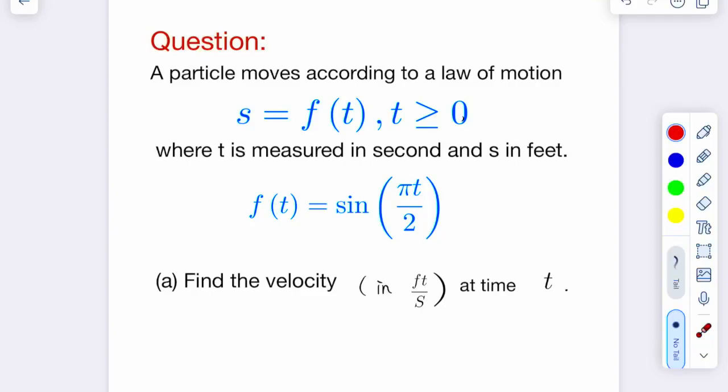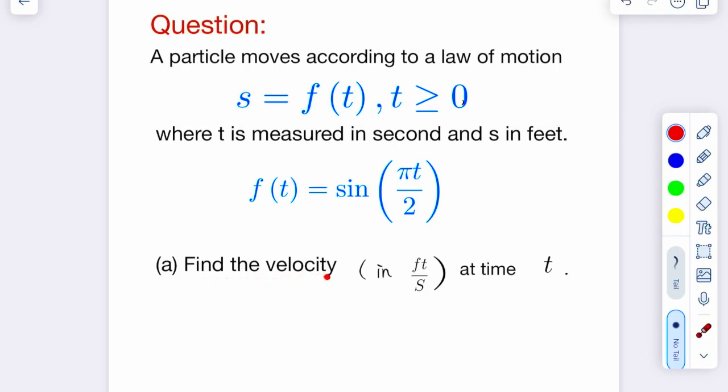Let's go over this question. A particle moves according to a law of motion S equal to f of t, where t is non-negative. T here is the time measured in seconds, and S here is the position measured in feet. So this is the position function of this particle. First question, find the velocity at time t.